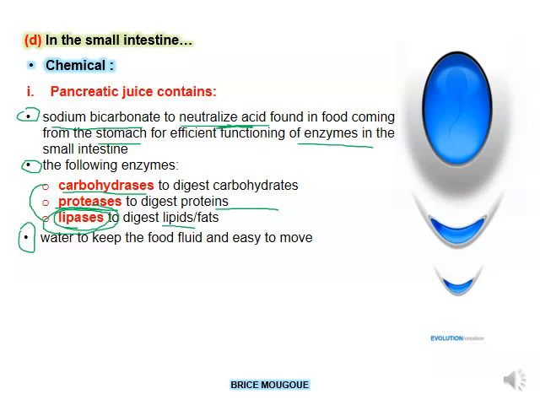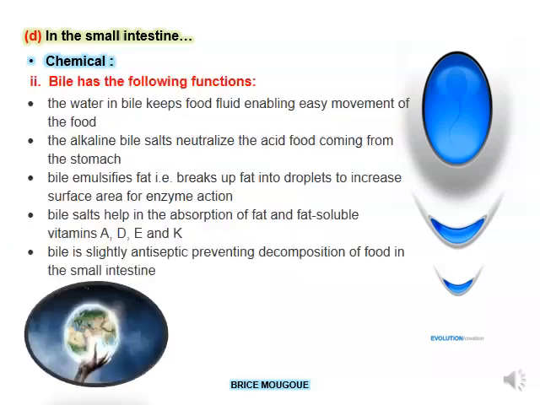The last component of pancreatic juice is water, which is just used to keep the food fluid and easy to move, just like we have water in gastric juice, the same function. In the pancreatic juice, we had mixed with it bile, and that bile was also delivered into the small intestine.